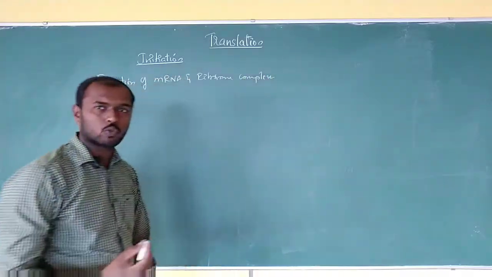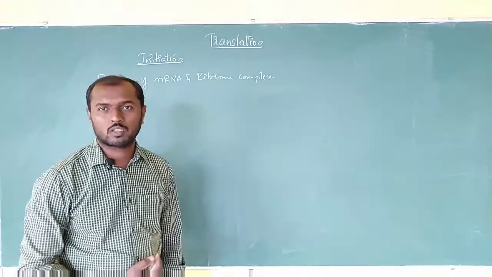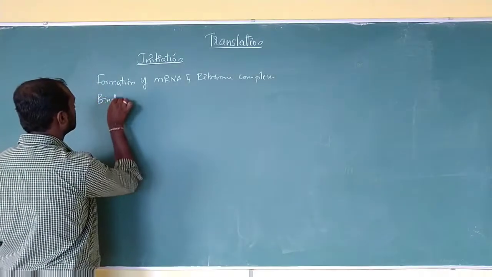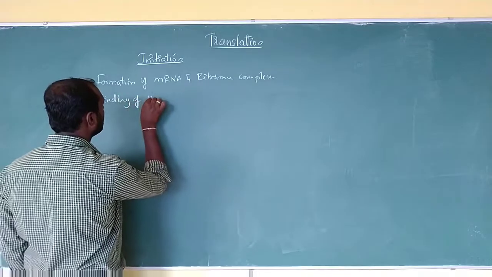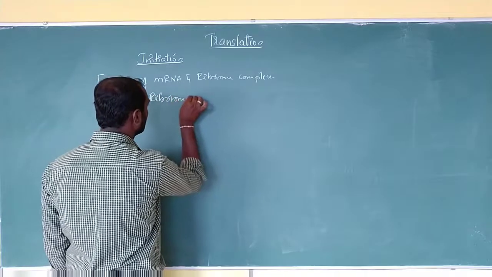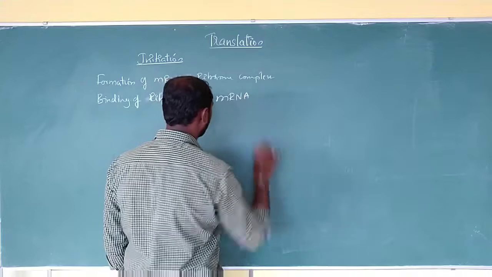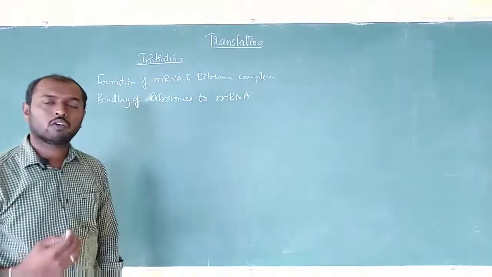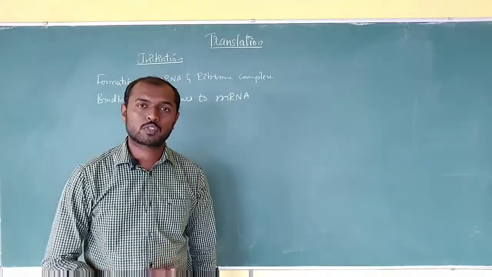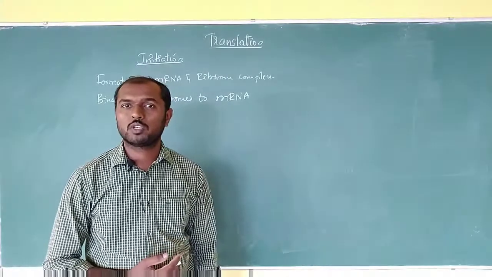We can call this a complex, or the binding of mRNA to the ribosome. So you can say the binding of ribosomes to mRNA. The mRNA is going to bind with the ribosome, and that is what we call initiation. How this process takes place and what kind of factors are involved, that is what we are going to study here.